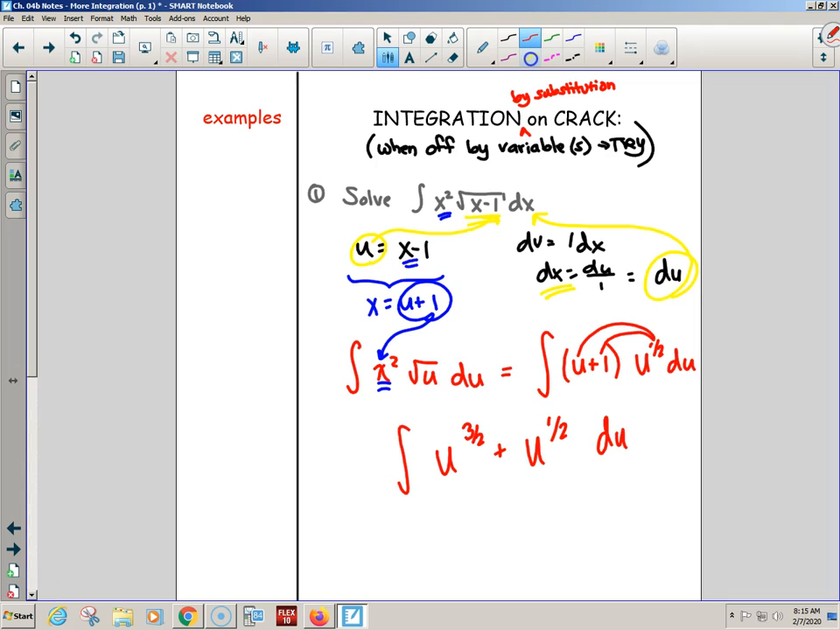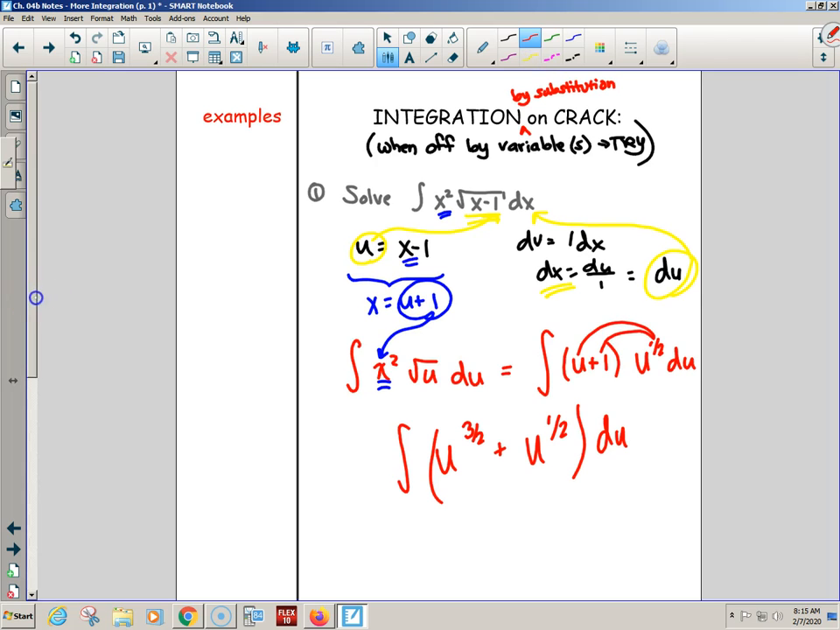What was impossible for me to integrate before, because I could not get under the square root, is now totally possible, because now nothing's under a radical. Everything is freed up to go ahead and distribute, and then combine like powers, or I should say combine like bases. And now this is something I can totally solve.